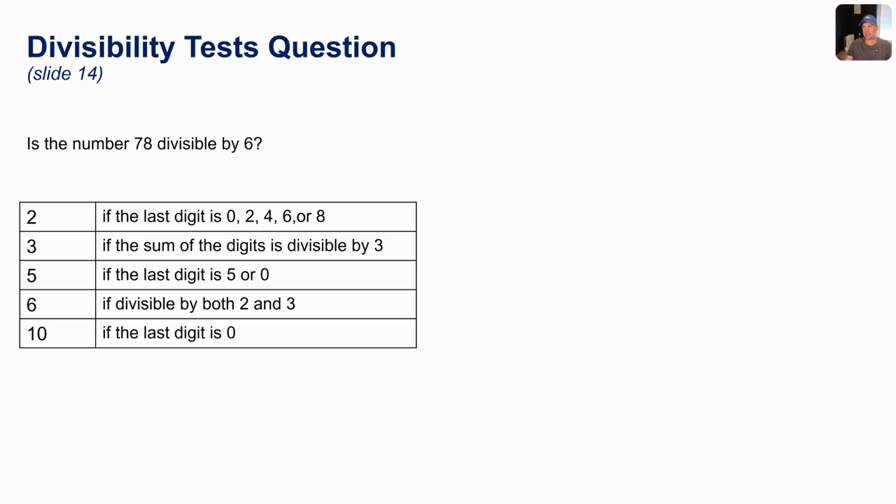So let's ask the question: is the number 78 divisible by 6? If I look at my testing chart, a number is divisible by 6 if it is divisible by both 2 and 3. So let's first test the number 2. Does 78 pass the number 2 test? If the digit is 0, 2, 4, 6, or 8, if it's even, it's divisible by 2. Well, 78 ends in 8, so yes, 78 is divisible by 2.